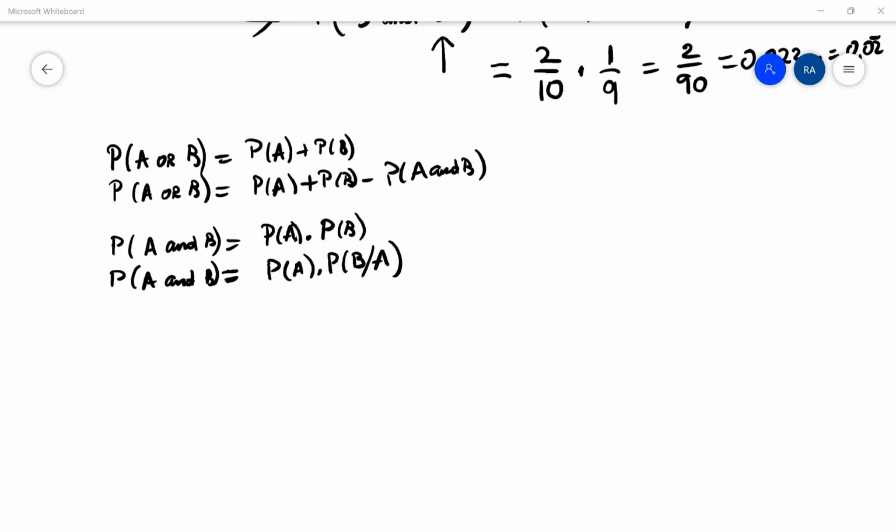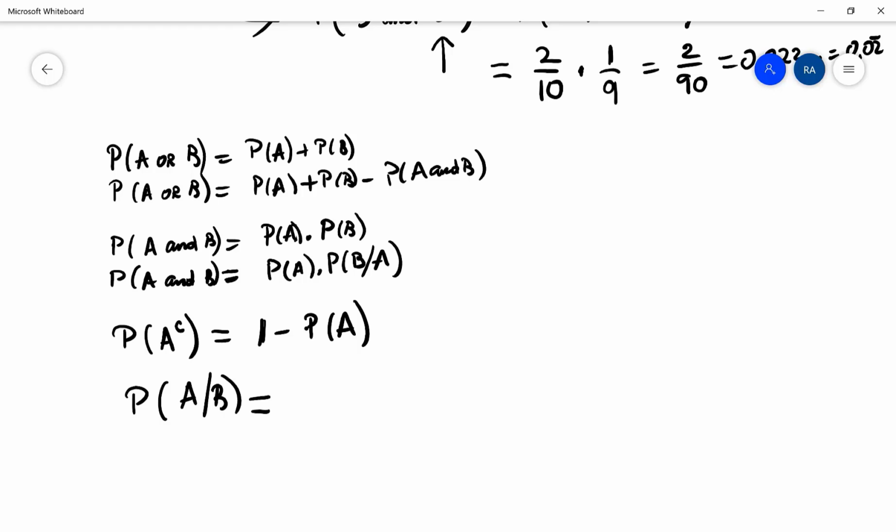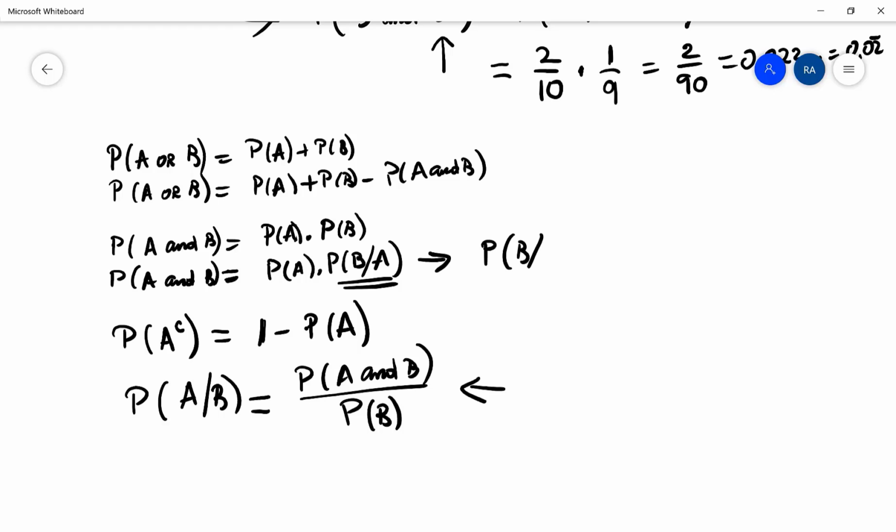Besides the addition rule and the multiplication rule, we have the formula for the complement rule. And also we have the formula for conditional probability. The probability of A given that B occurred first could be obtained by computing the probability of A and B and dividing by the probability of B. This formula could be obtained when we isolate from this formula the probability of B given A, the probability of B given that A occurred first. When we send the probability of A to the other side, we will obtain the probability of A and B divided by the probability of A.